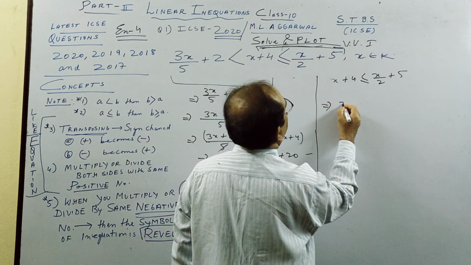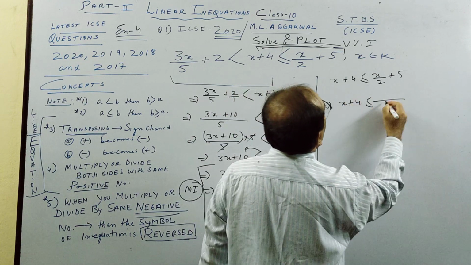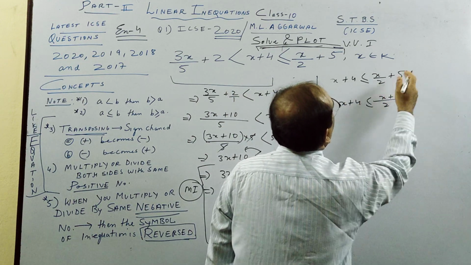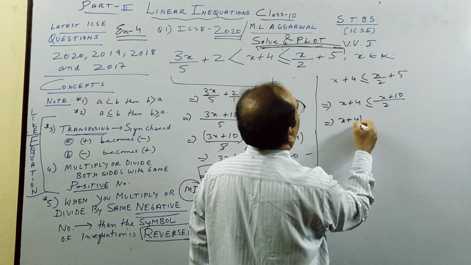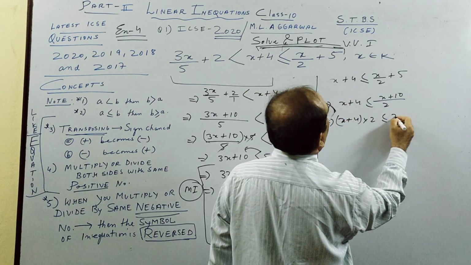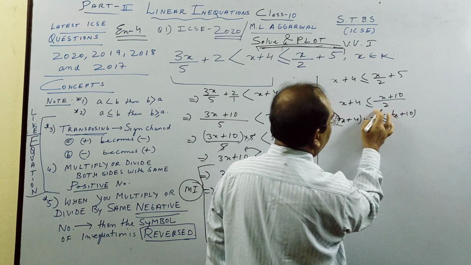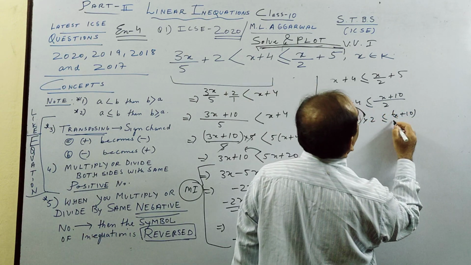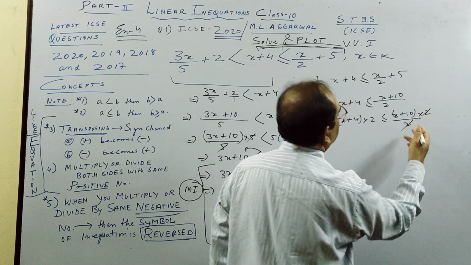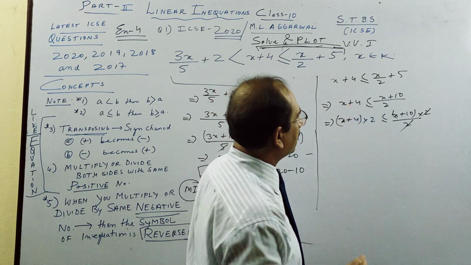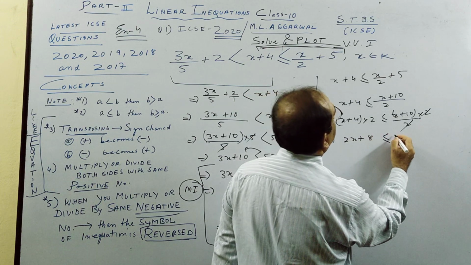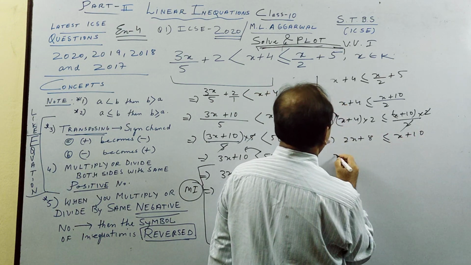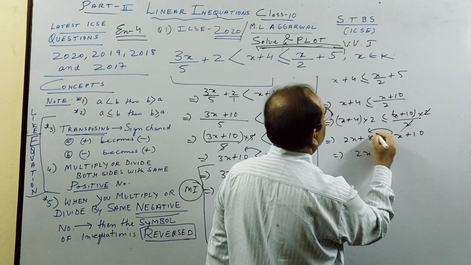So now, same way, you take the LCM, 5 2s are 10. This 2, to remove it, you multiply by 2. As if it is coming up, the same thing will happen, you will see. So this cancels here. This 2 is as if it is coming to this side. So what I get? 2x plus 8 is less than or equal to x plus 10. 2x minus x, this is transposed.